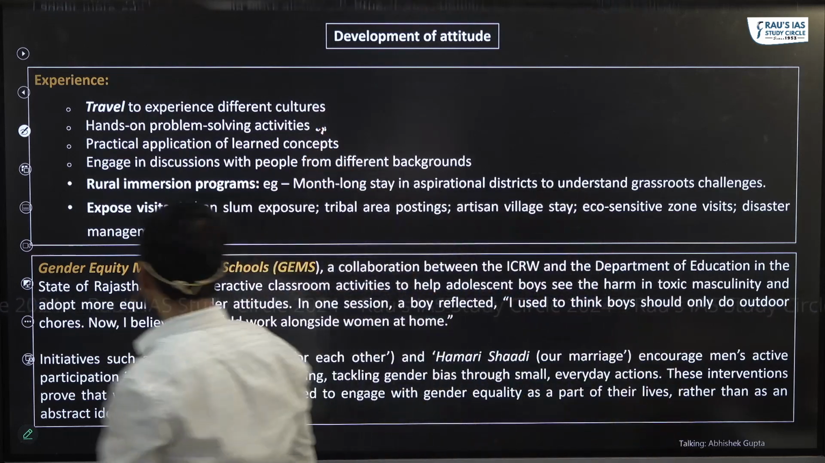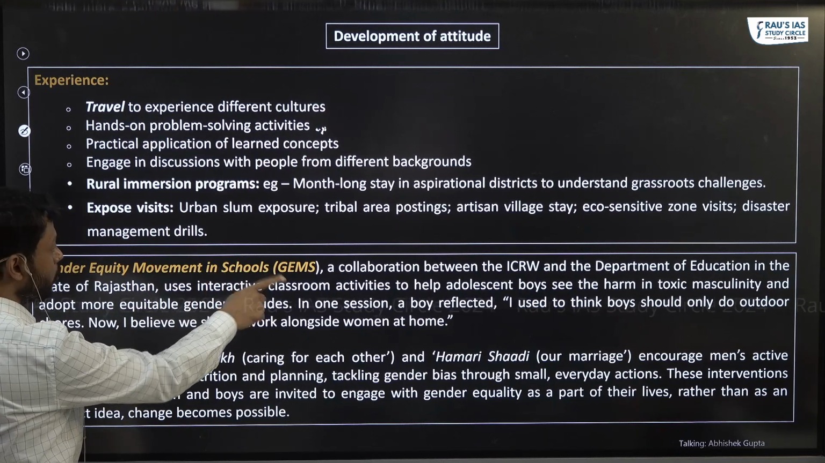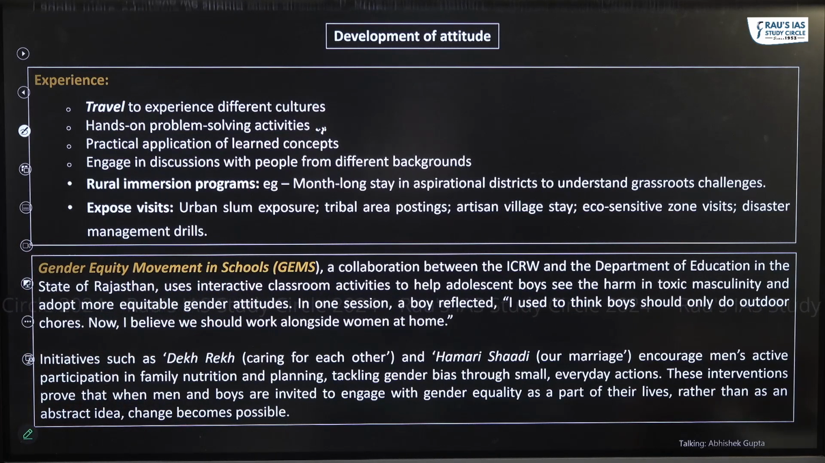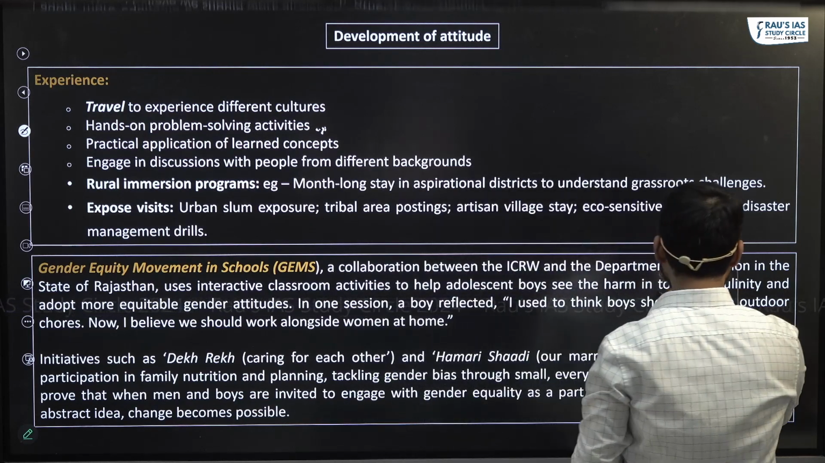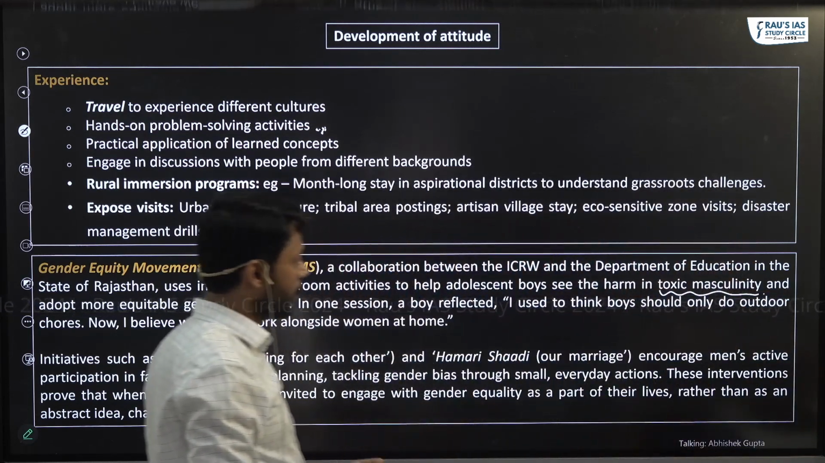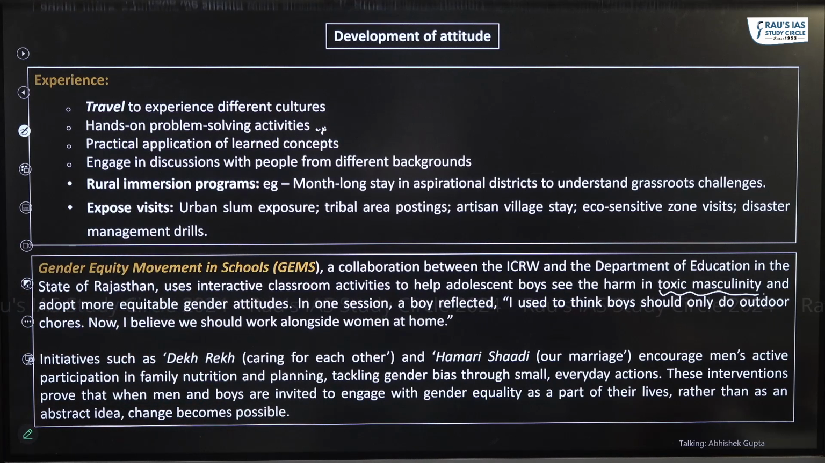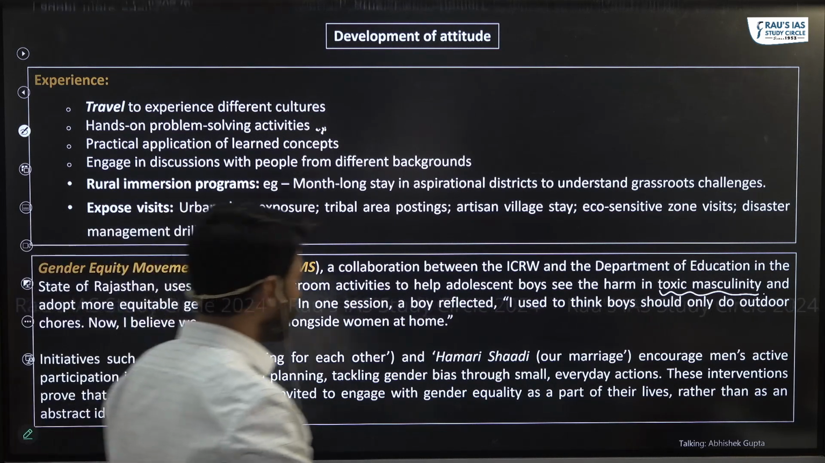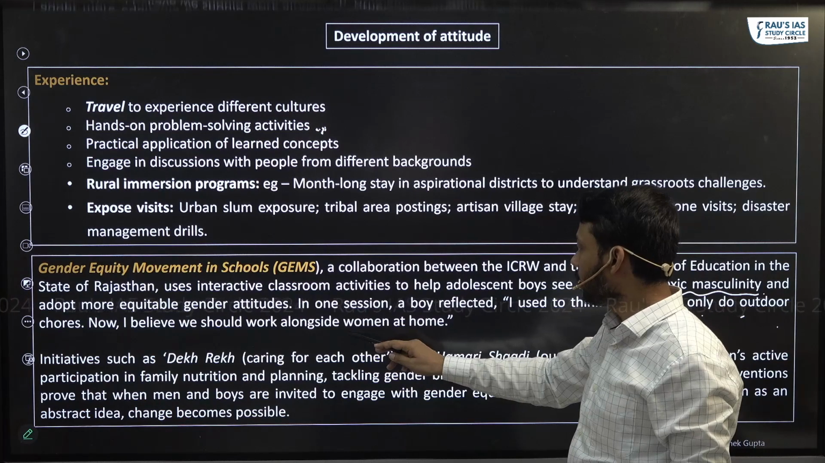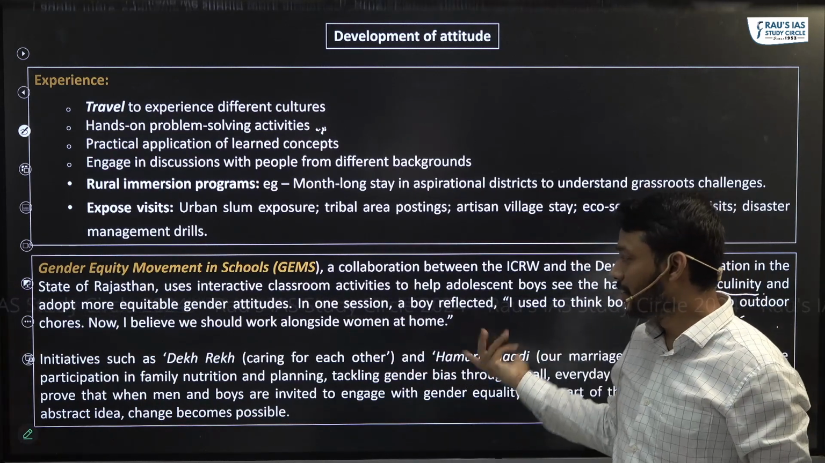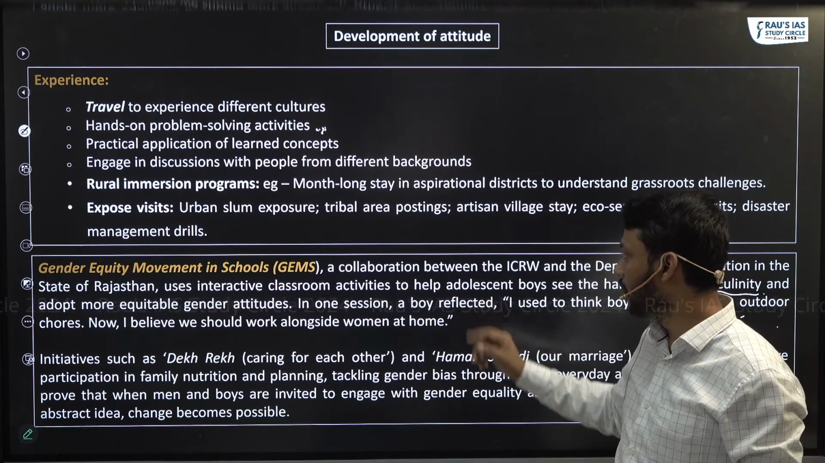And the article discusses one such activity, gender equity movements in school, a collaboration between ICRW and the Department of Education in the state of Rajasthan. It uses interactive classroom activities to help adolescent boys see the harm in toxic masculinity, I don't know how far you agree with this phrase, and adopt more equitable gender attitudes. In one session, a boy reflected, it is written in the article, I used to think boys should only do outdoor chores. Now I believe we should work alongside women at home. That's the observation of the implementers of the scheme.